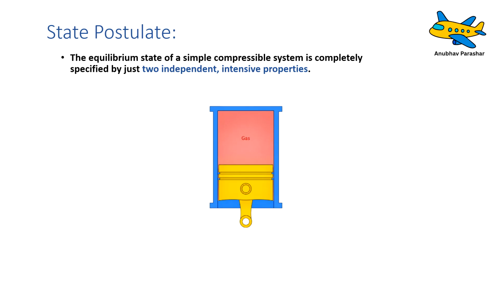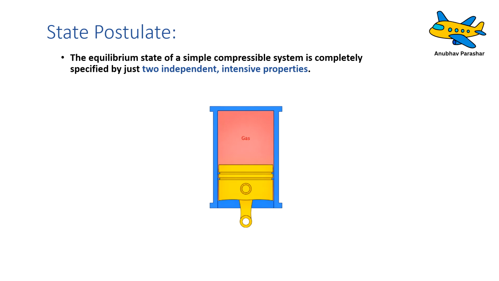Do we need to fix, right? For the system to be in equilibrium, there are so many properties: pressure, temperature, volume, mass, density, enthalpy, entropy. Right? There are so many different properties. Do we need to fix all the properties to see if the system is in equilibrium?